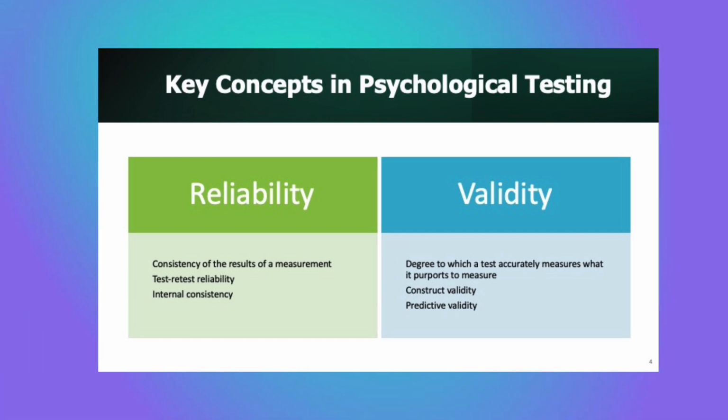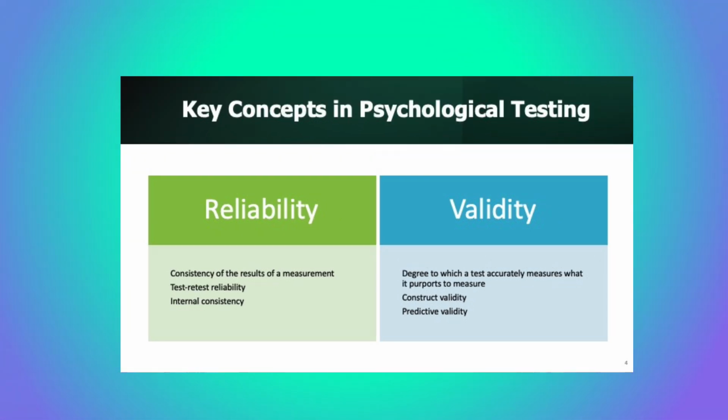So if there are multiple items that test for the same intelligence ability, such as verbal competence, then the person's test results on those items should be similar.